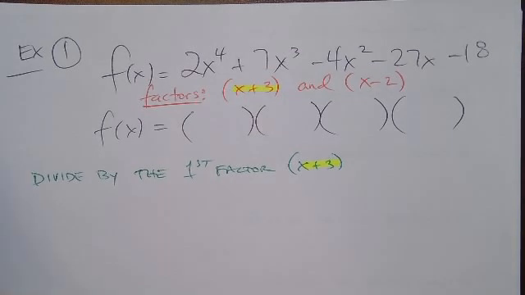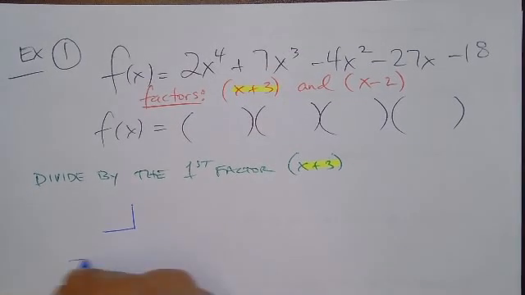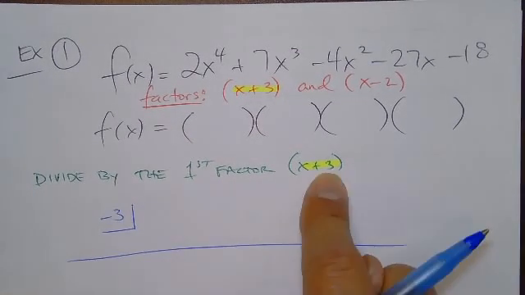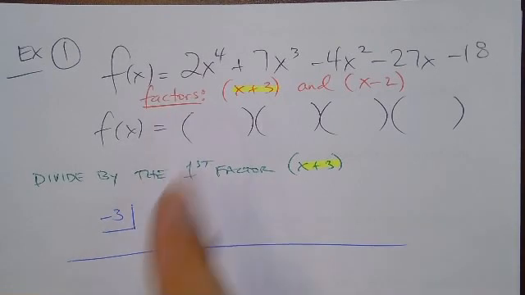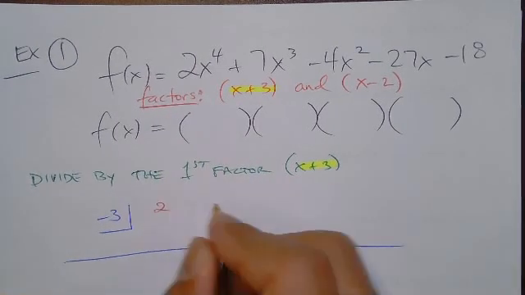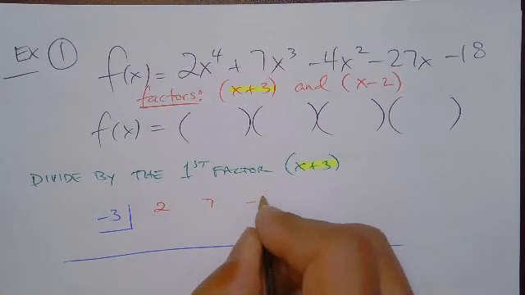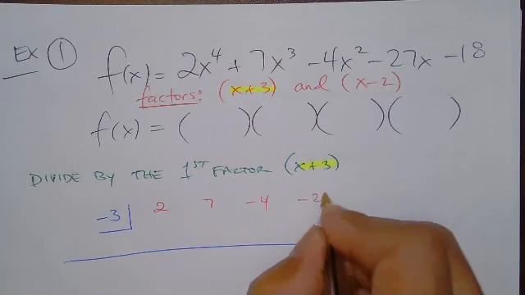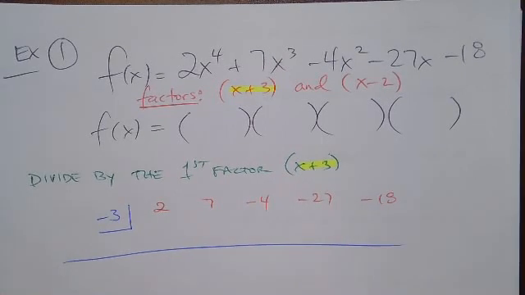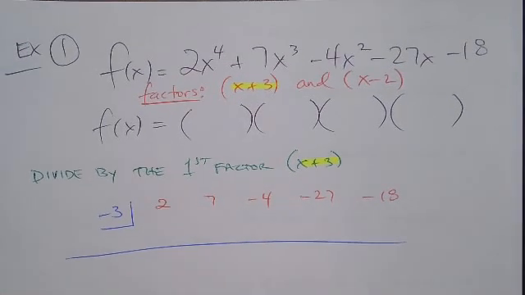Well, can I do a synthetic division real quick? Yeah, synthetic division, so that's going to be negative 3 because it's plus 3, so the 0 is negative 3. And that's going to be 2 for the x to the 4, 7 for the x cubed, negative 4 for the x squared, negative 27 for the x, negative 18.